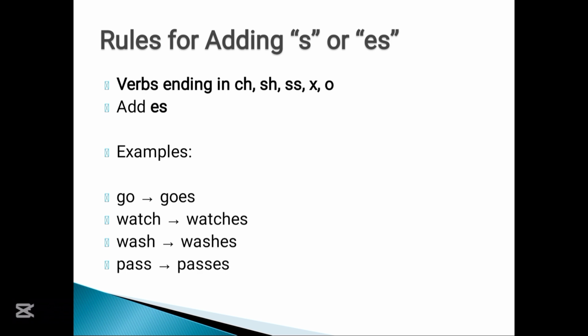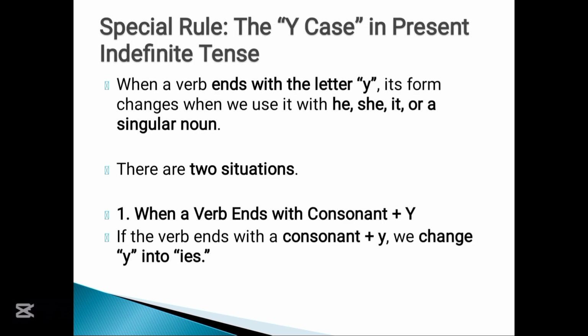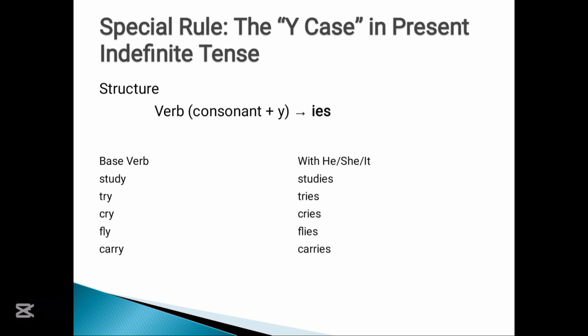Now we're going to discuss the Y case. When a verb ends with the letter Y, its form changes when we use it with he, she, it, or a singular noun. There are two situations. When a verb ends with consonant plus y, we change y into ies. So here are a couple of examples in front of you. Study changes into studies. Try changes into tries. Cry into cries. Fly into flies. Carry into carries.